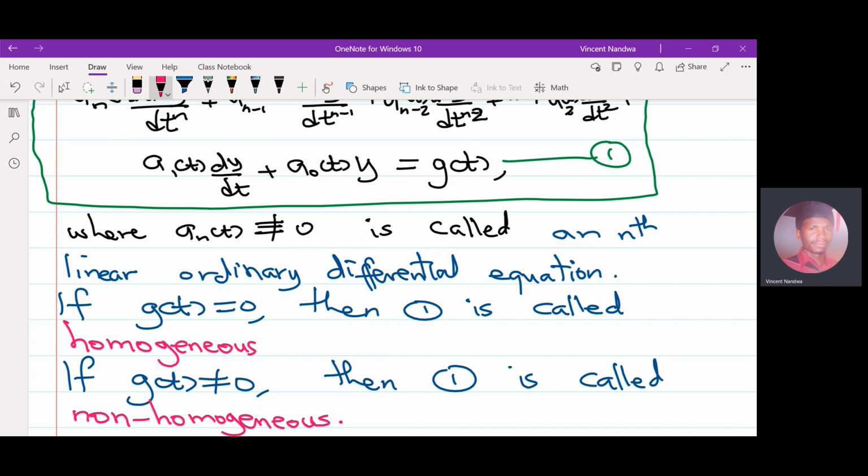So the homogeneous or non-homogeneous nature of equation 1 is determined by the value of g of t, or the right-hand side, where when the value is 0, the equation is called homogeneous, while when g of t is a non-zero value, the equation is said to be inhomogeneous or simply non-homogeneous.